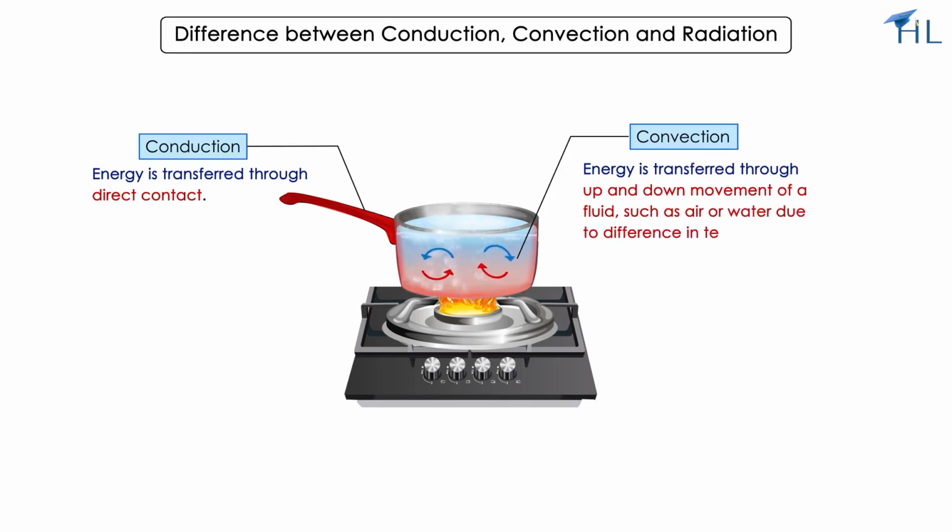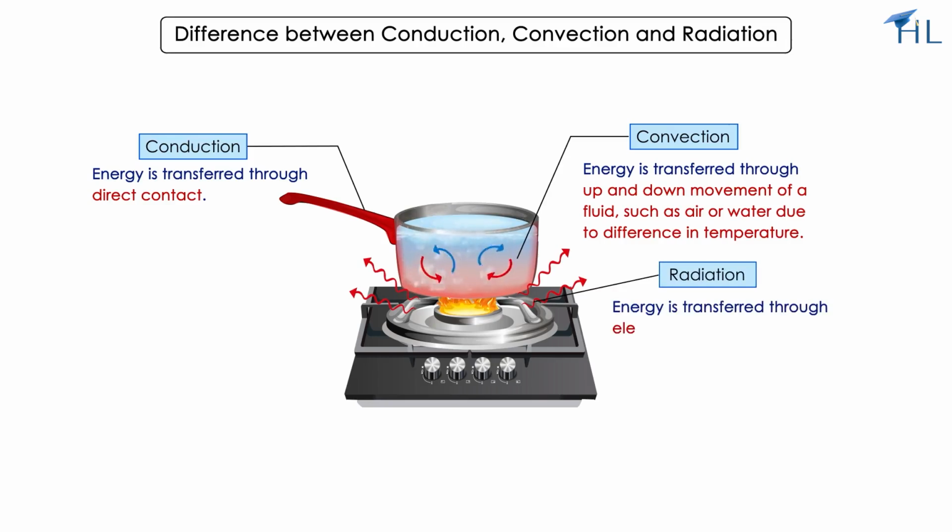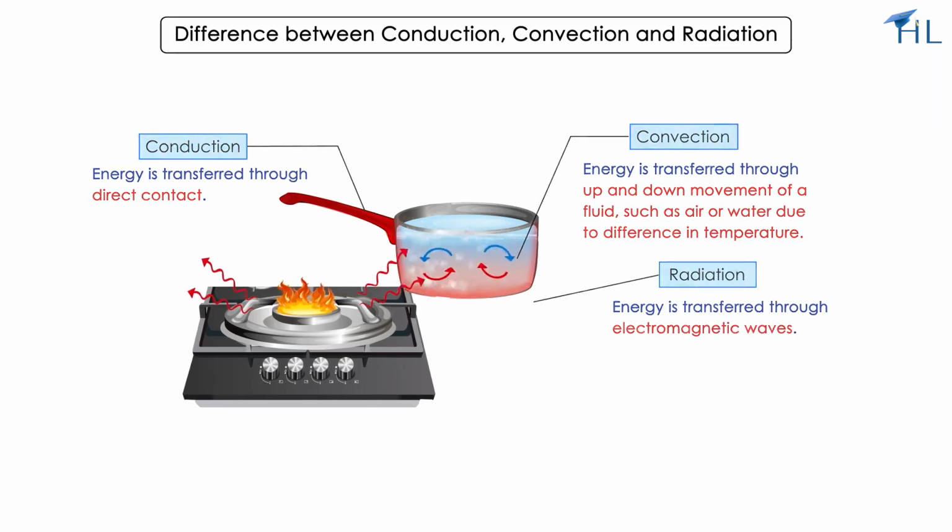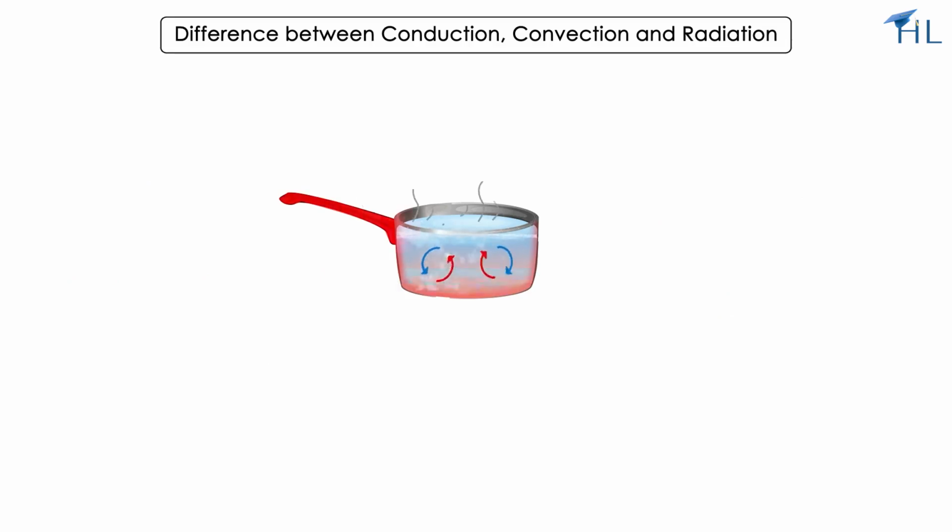We feel the heat of the flame when we stand near it, as heat moves through space as energy waves via radiation. In radiation, energy is transferred through electromagnetic waves. When the pan is removed from the heat, it loses heat to the surrounding air, again through radiation.